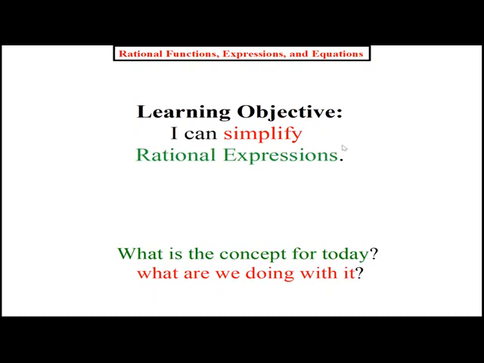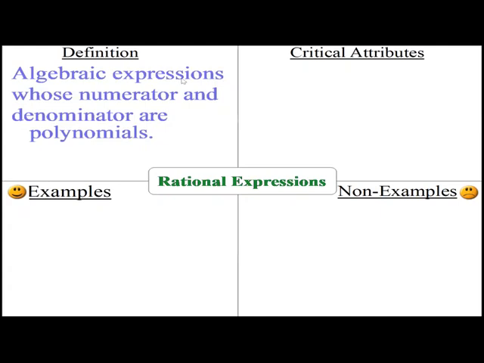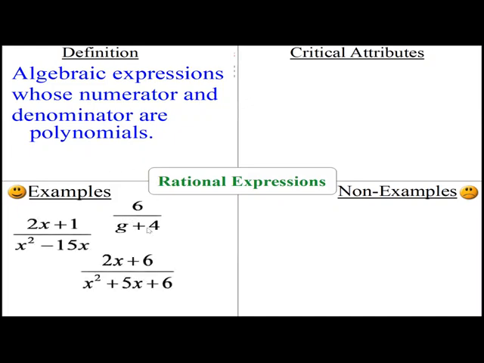So here we go. Frayer model, rational expressions. What are they? Rational expressions are algebraic expressions whose numerator and denominator are polynomials. Let me repeat that again. Algebraic expressions whose numerator and denominator are polynomials. Examples: 6 over g plus 4, 2x plus 1 over x squared minus 15x, and 2x plus 6 over x squared plus 5x plus 6.